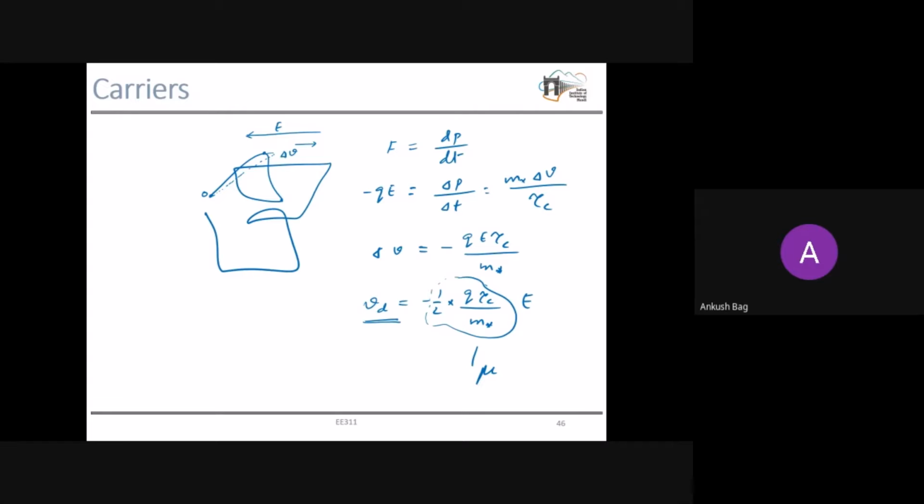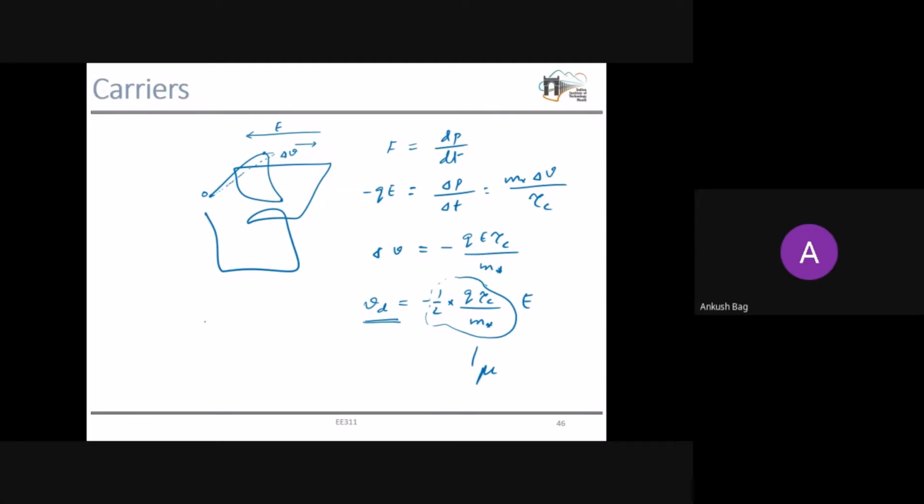Okay, I'll stop here. Next day we'll try to complete this quantification of conductivity, and we'll also see that when you have current in metal or semiconductor, what is the speed of your electron. So we'll try to quantify that.